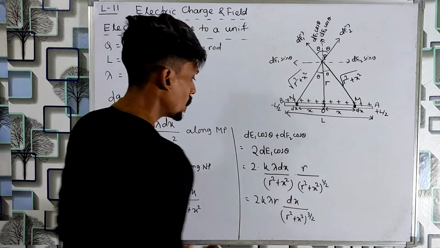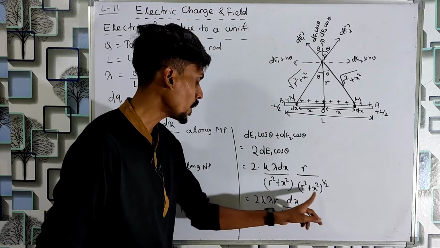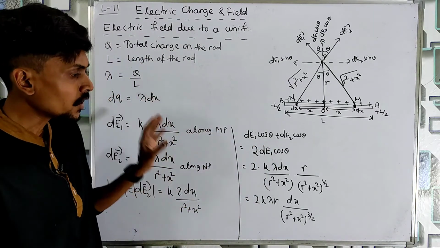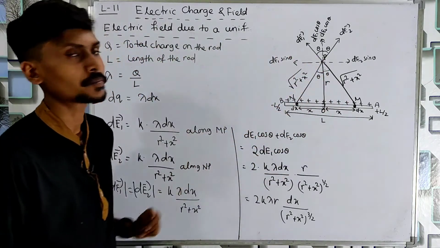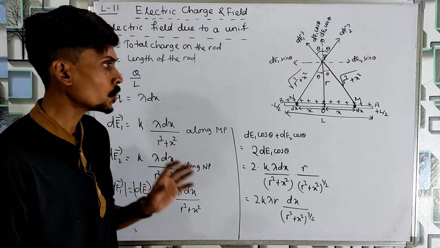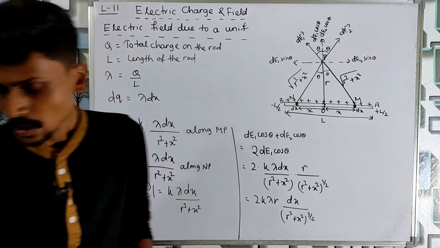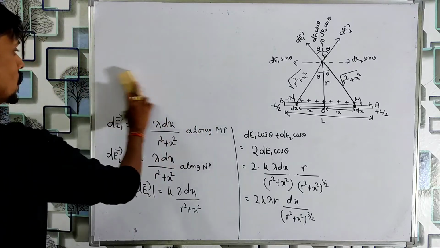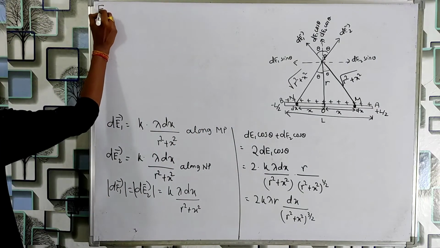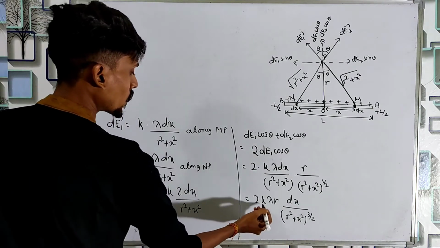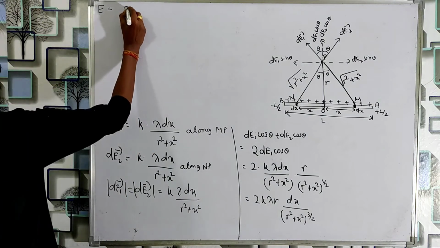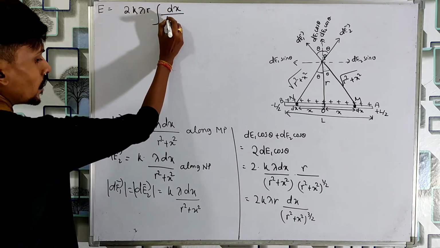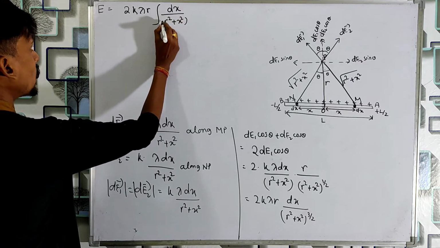Here the power is 1 and here the power is half, so when you multiply them, the powers will be added up. 1 plus half will be 3 by 2. So this is the electric field due to the two elements at the point P. But we have to find the electric field due to the entire rod, and for that we have to integrate this quantity. Here 2k lambda r are constant quantities, so keep them outside. We get 2k lambda r times the integration of dx divided by r square plus x square power 3 by 2.